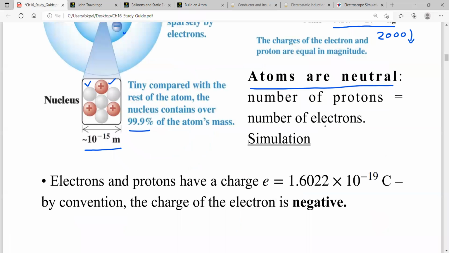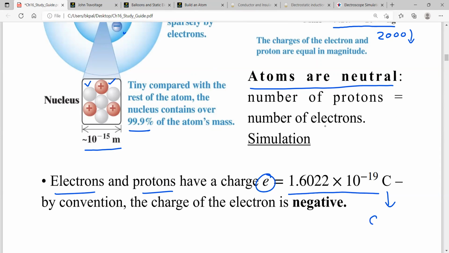Now let me talk about the charge, the numerical value of electron and proton charge. The electron and proton have the same amount of charge, and we represent it by E. The value of E is 1.6022 times 10 to the power minus 19 coulomb, so C is coulomb.